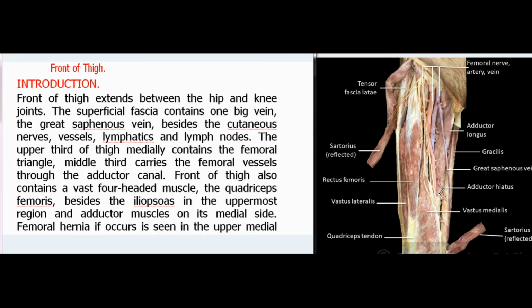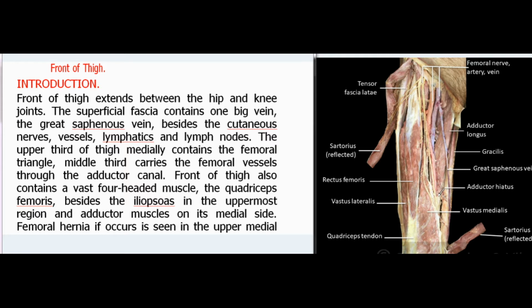Front of thigh. Introduction. The front of the thigh extends between the hip and knee joints. The superficial fascia contains one big vein, the great saphenous vein, besides the cutaneous nerves, vessels, lymphatics and lymph nodes. The upper third of the thigh medially contains the femoral triangle, and the middle third carries the femoral vessels through the adductor canal.